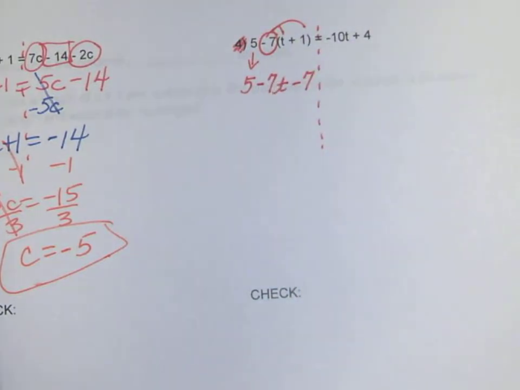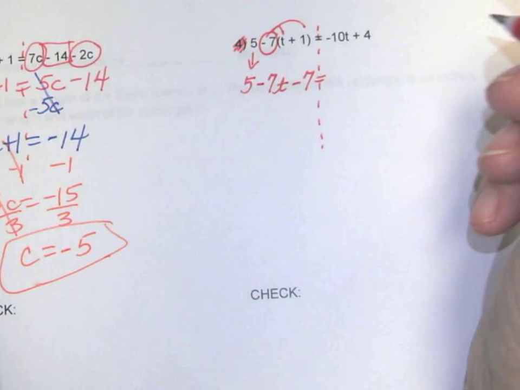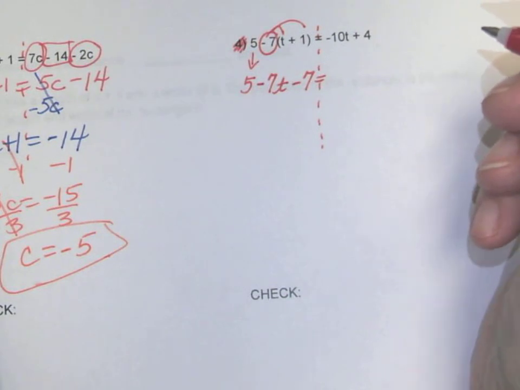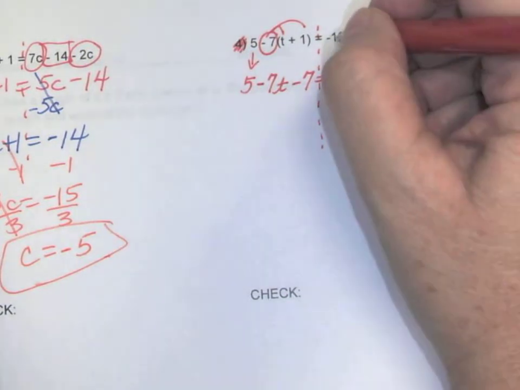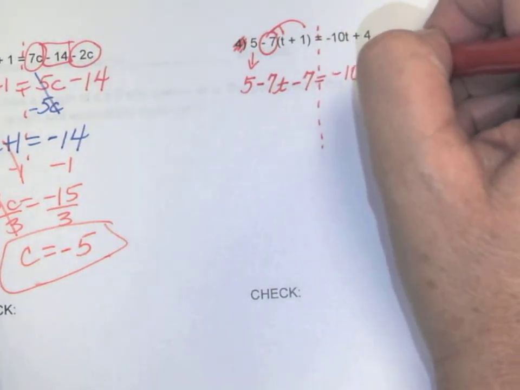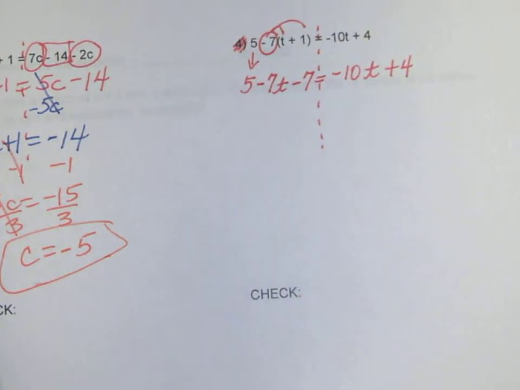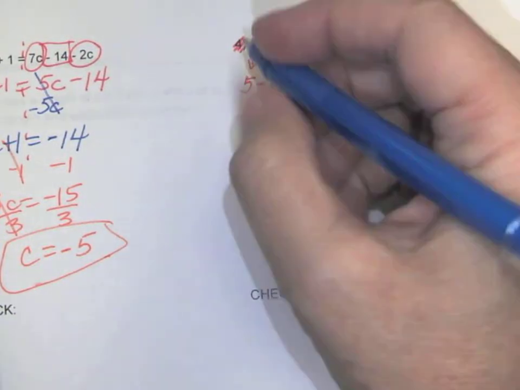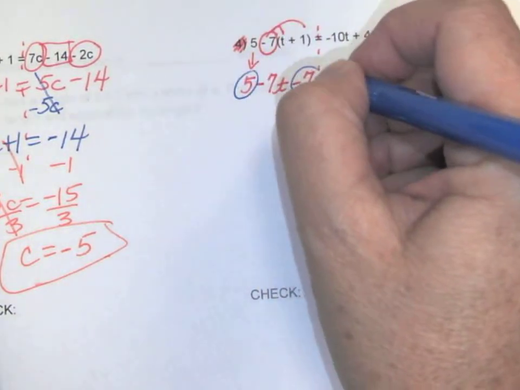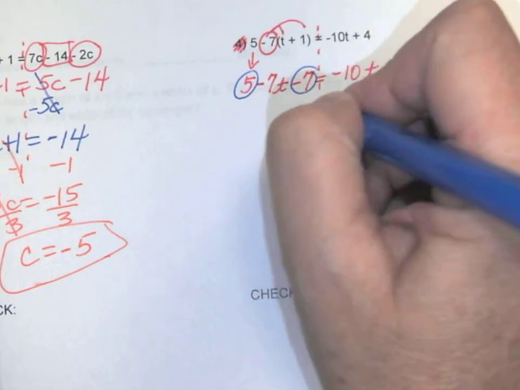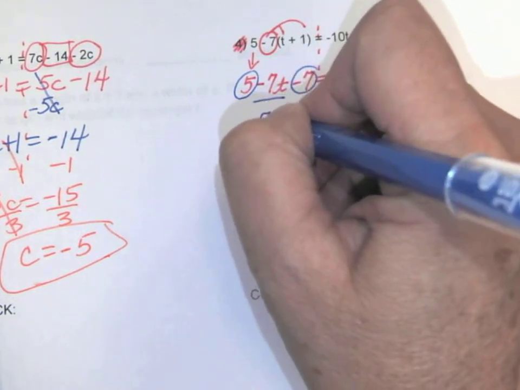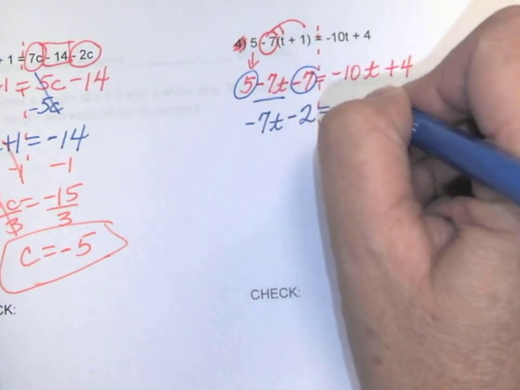Remember that the negative becomes your minus. Please don't put minus negative. Some of you are doing that and confusing yourselves. Bring down the negative 10t plus 4 because there's nothing we can do. On this side, I can combine the constants, 5 minus 7, and get negative 2. Bring down the negative 7t. Bring all of this down.